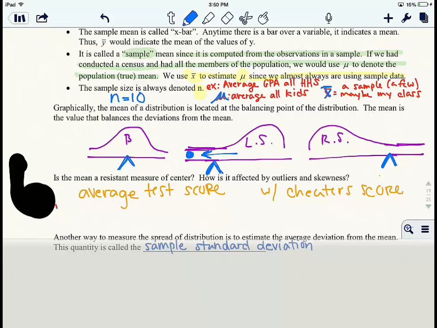Is the mean a resistant measure of spread? And the answer is absolutely not. How is it affected by outliers and skewness? Well, they pull it towards that direction.